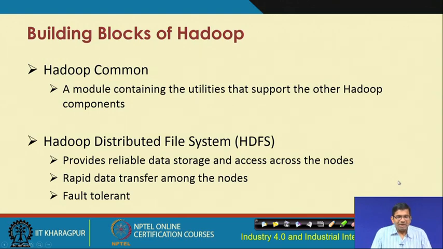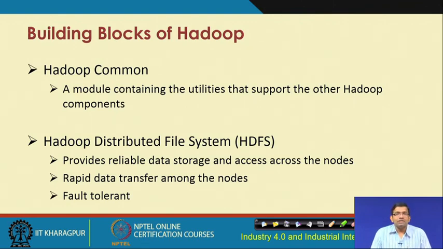So, there are different building blocks of Hadoop. Number one is Hadoop Common, which is a common module that contains the utilities that would support the other Hadoop components, like the ones that I am going to mention next. So, it is basically a module that will help other modules to work together in a connected fashion.